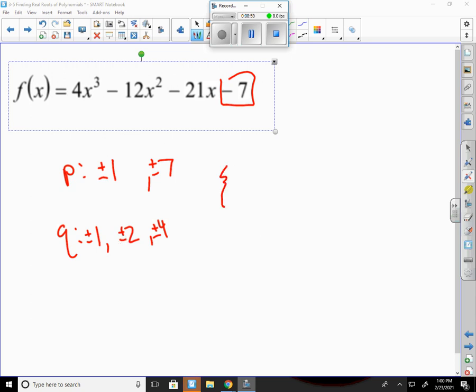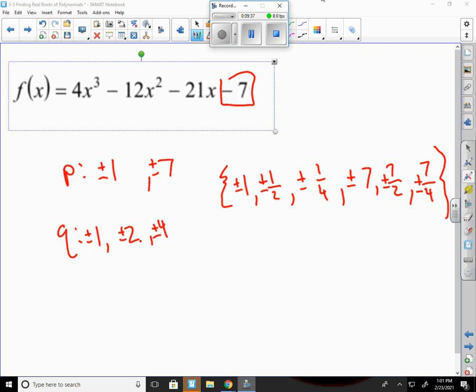Now list out my possible roots. 1, plus or minus, 1 divided by 1. Then I do 1 divided by 2. So that's plus or minus 1/2. And 1 divided by 4, plus or minus 1/4. And do the same thing with 7. 7 divided by 1, plus or minus 7. 7 divided by 2, plus or minus 7/2. And 7 divided by 4, plus or minus 7/4. Do a terrible squiggly bracket like I did.